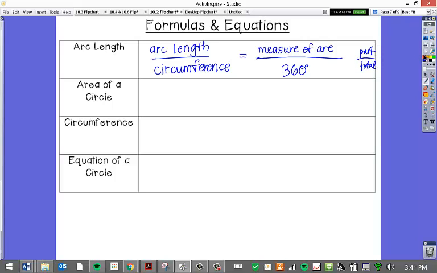So the formula for circumference, if you forgot, is 2 pi r, or you could do pi times the diameter. And then the measure of the arc is, remember, the same as the measure of that central angle, so we can use theta, the Greek letter theta, to represent the angle. The arc length over circumference equals that angle over 360, or the measure of the arc. The measure of the arc and the central angle are the same.